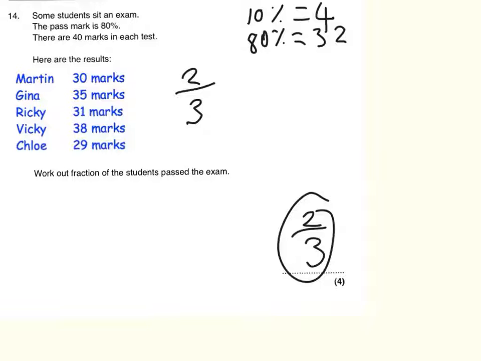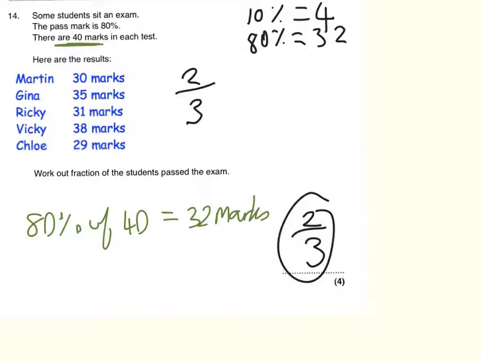So for this question, I know that the pass mark is 80%, so I'm going to work out how many marks that is by finding out 80% of 40, and that is equal to 32 marks. Okay, so how many people passed the exam? Gina passed, Vicky passed, so that's 2/5 of the people passed the exam, not 2/3.